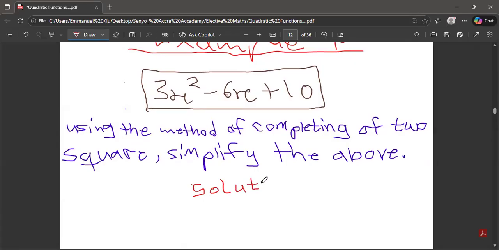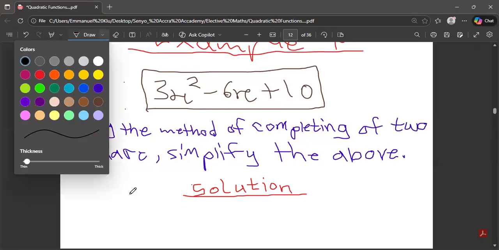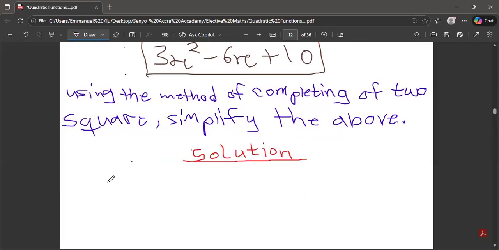Quickly read the question we have on the board and let's proceed. Using the method of completing the square, simplify the above.